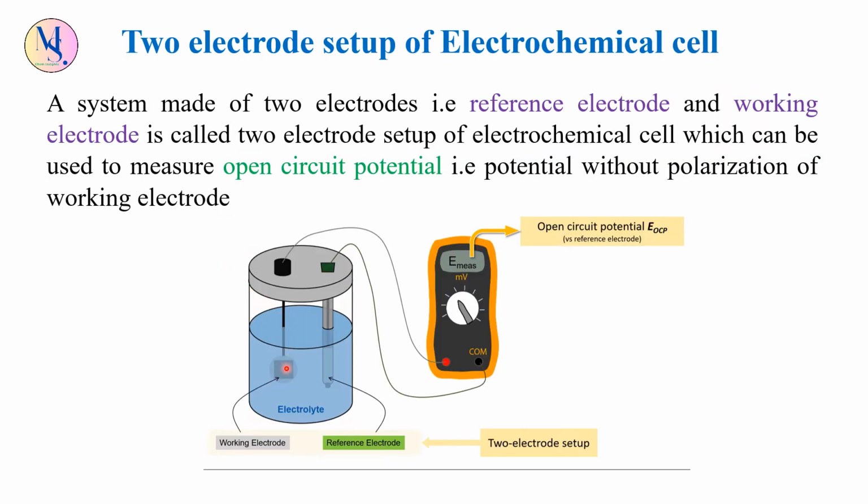A system made up of two electrodes, that is reference electrode and working electrode, in an electrochemical cell is called two electrode setup of electrochemical cell, and this setup is just used to measure the open circuit potential of electrochemical cell or the working electrode. It means that the working electrode is not polarized by some other counter or auxiliary electrode. So it just gives the value of open circuit potential.